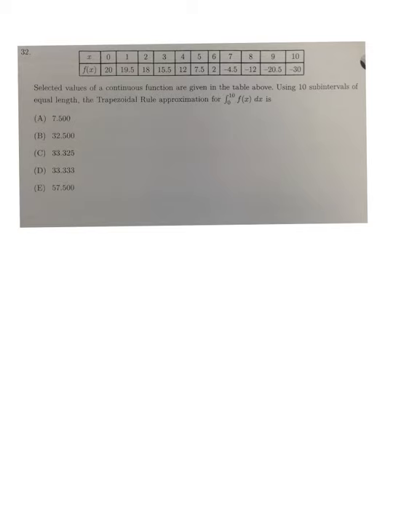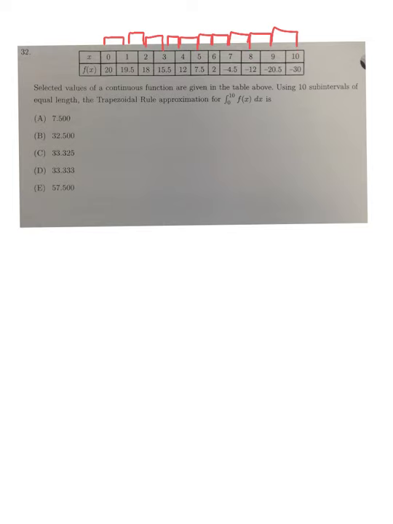Okay, so they give you a chart, and they would like you to do 10 subintervals of equal length, and they want us to do the trapezoidal rule. So 10 subintervals would mean this one with this one, 2, 3, 4, 5, 6, 7, 8, 9, 10. Okay, I'm just warning you, I am not doing all of these.